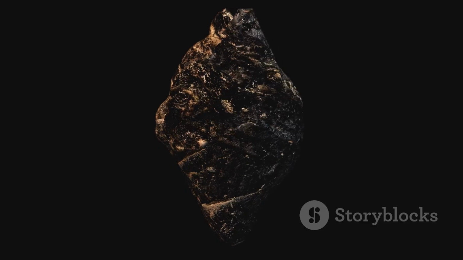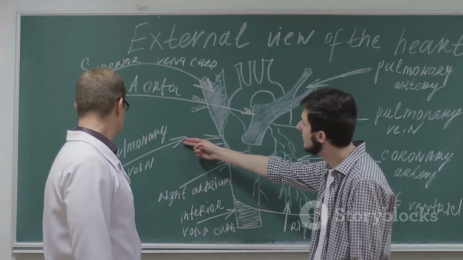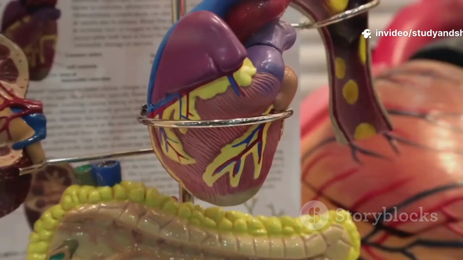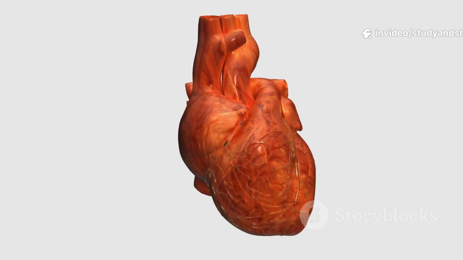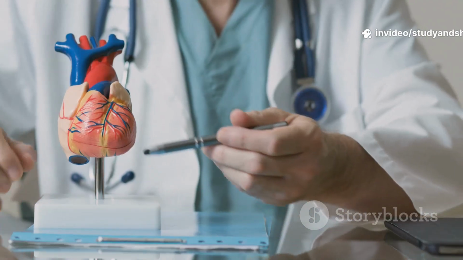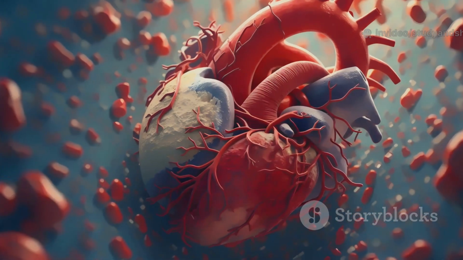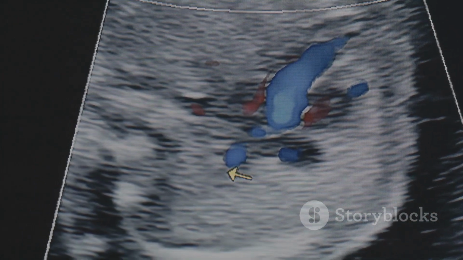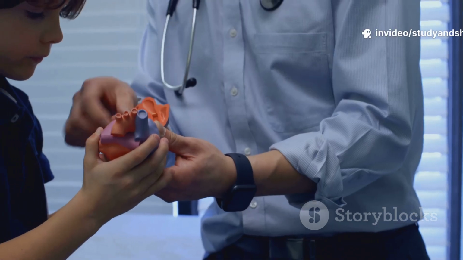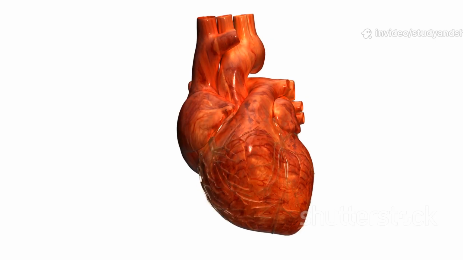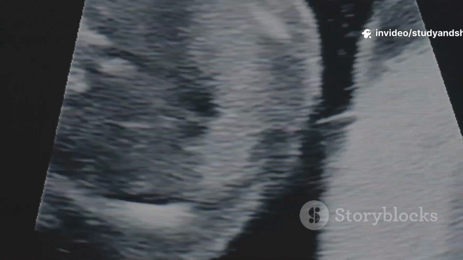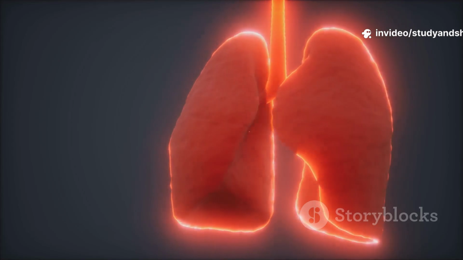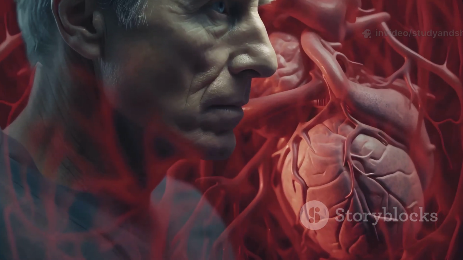The heart has 4 chambers, 2 upper chambers, the right atrium and left atrium, and 2 lower chambers, the right ventricle and left ventricle. It also has 4 main valves that regulate blood flow. The tricuspid valve between right atrium and right ventricle, the pulmonary valve between right ventricle and pulmonary artery, the mitral or bicuspid valve between left atrium and left ventricle, and the aortic valve between left ventricle and aorta.